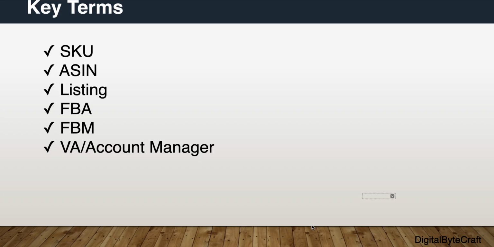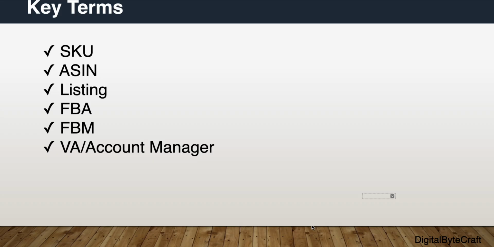Now what is ASIN? It's an identification number, the Amazon Standard Identification Number. Every product on Amazon has a unique ASIN. Think of it as Amazon's own identification number for a product. If two sellers sell the exact same product, they usually share the same ASIN but have different SKUs.